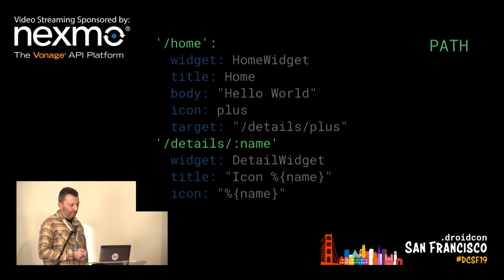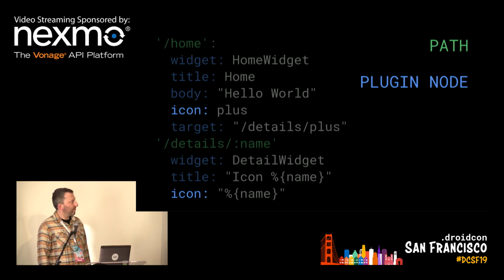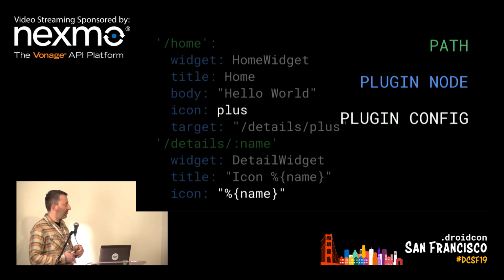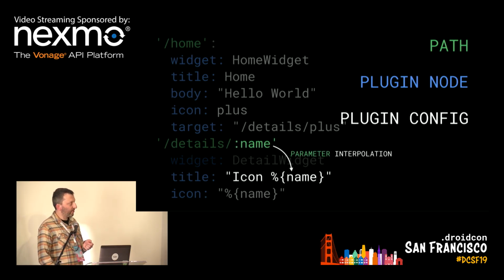At the very top, you have addresses, which define where your screens are. And up next, you define what the screens are made of. A plugin node is a feature description, a feature type, and plugin config is what this feature is actually doing. So you have an icon and a plus. One extra thing you have here is parameter interpolation. You can take any parameter from the address and put it into the config and have it evaluated in place.